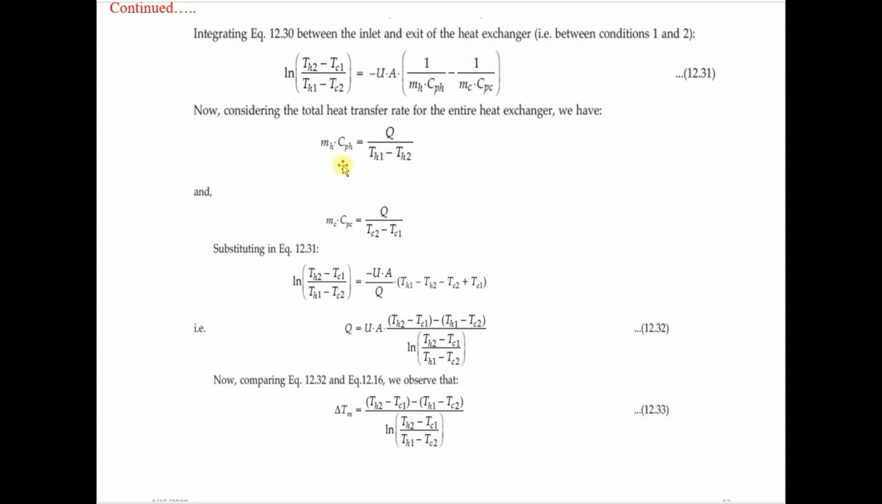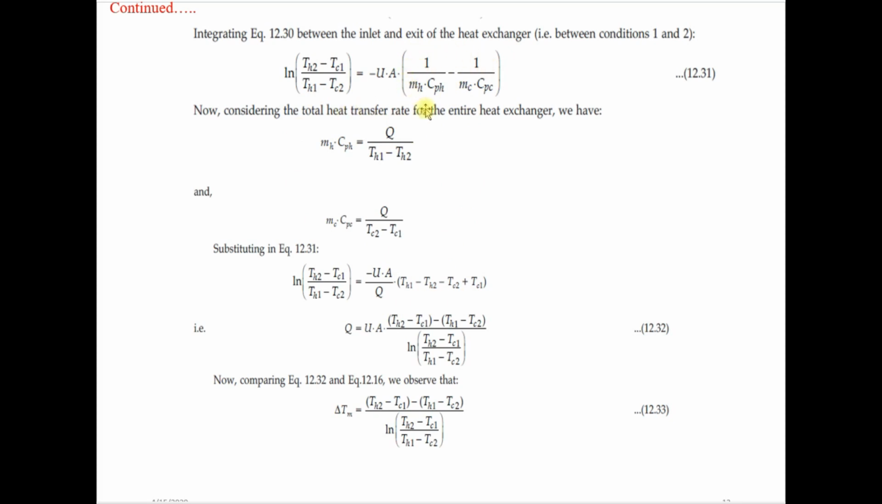What are mh Cph and mc Cpc? We have to finally substitute the values of 1 by mh Cph and 1 by mc Cpc. That is why they have written, from the basic equation, what mh Cph is. We already know Q is equal to mh Cph into (Th1 minus Th2) for the hot fluid. Q for the cold fluid is what? mc Cpc into (Tc2 minus Tc1). From these equations, they are extracting 1 by mh Cph and 1 by mc Cpc. Then here they have substituted this value.